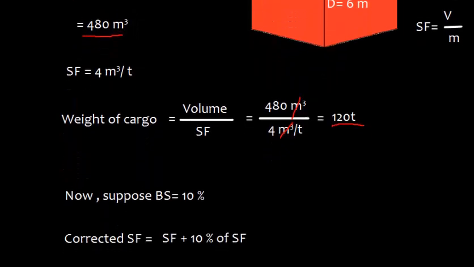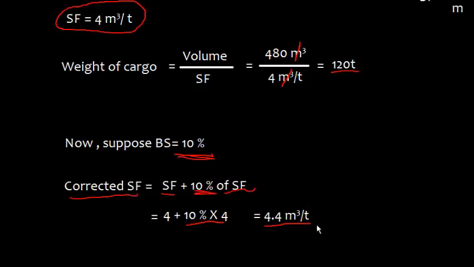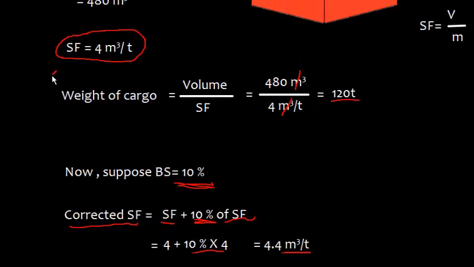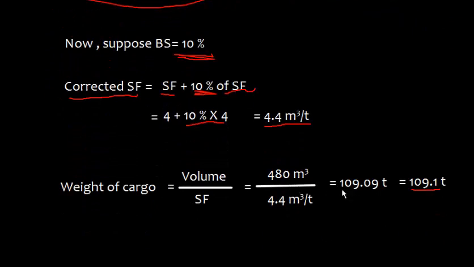Now, suppose this broken stowage is 10%. That means the stowage factor plus 10% of the stowage factor. This is 4 plus 10% of 4, so that gives you 4.4 cubic meter per ton. The weight of cargo, again, is volume divided by stowage factor, similar to this relationship. Then I get 109.09, which we can round off and make it 109.1 ton.